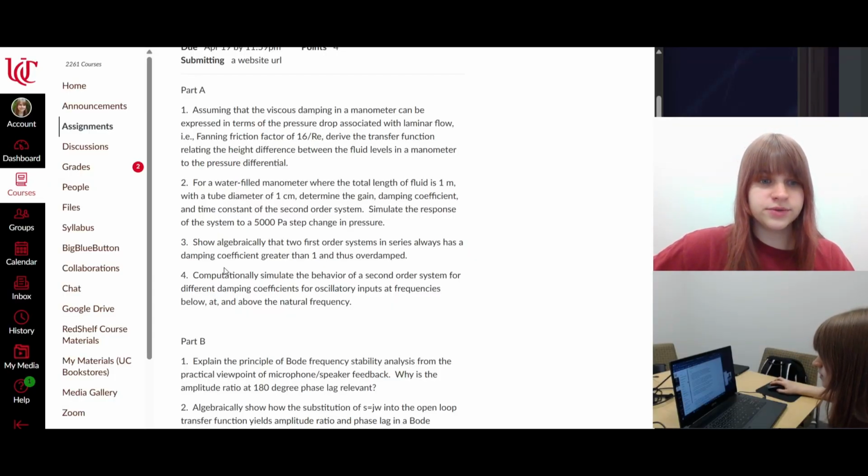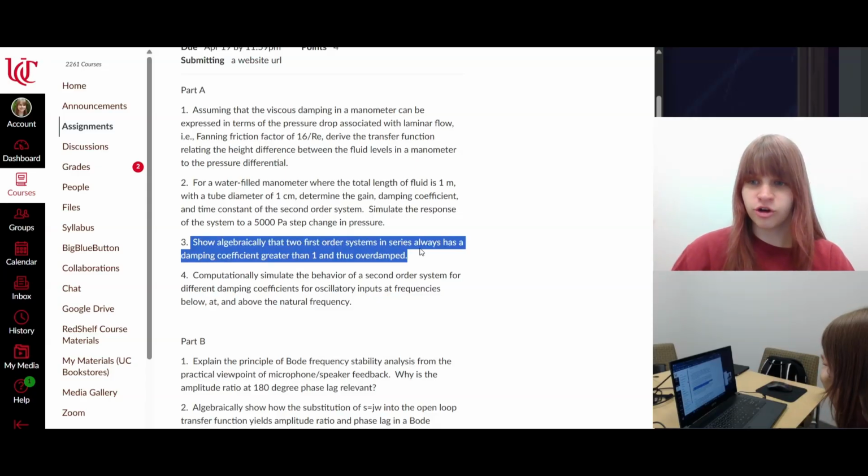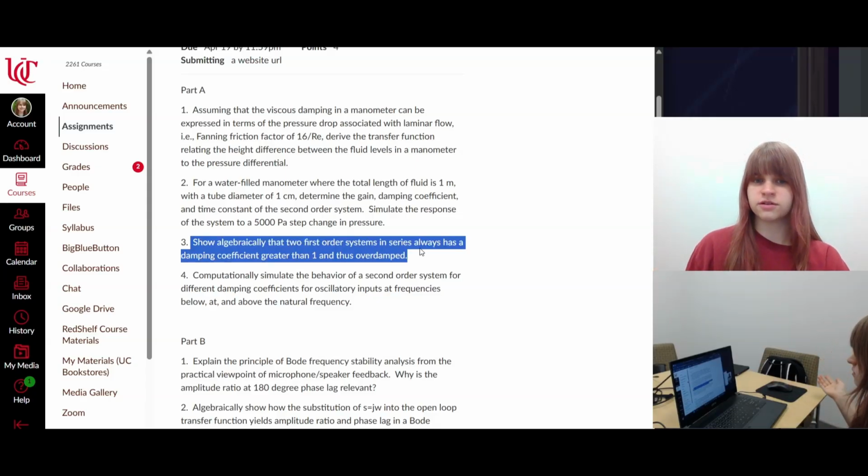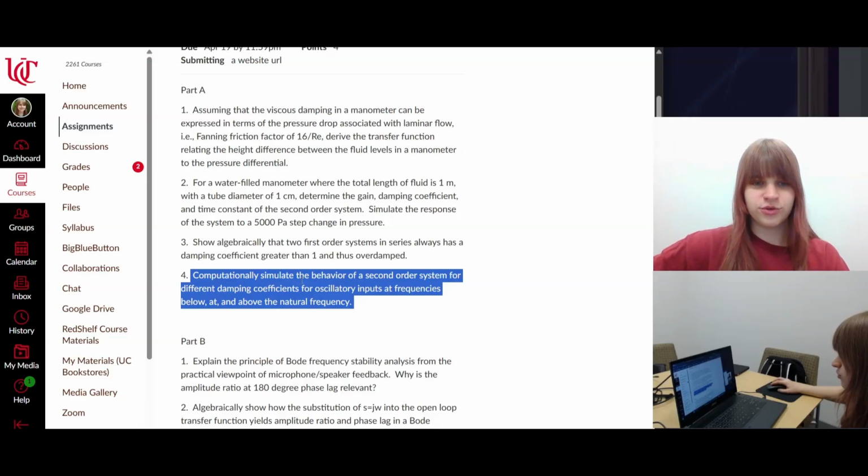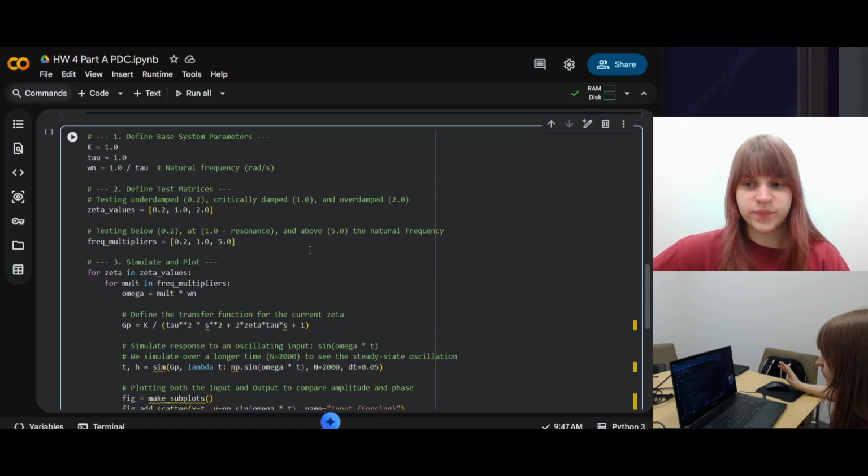And what we want to do next, since I already showed algebraically that two first order systems in series always have a damping coefficient greater than 1, I'm going to move on to this fourth part where I need to simulate the behavior of a second order system for different damping coefficients for oscillatory inputs at frequencies below, at, and above the natural frequency. I actually went ahead and had Gemini help me write this out because I wasn't sure the best way to display this information.